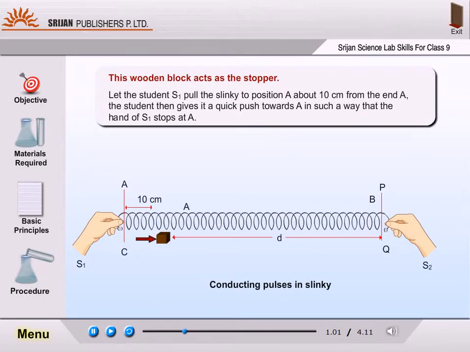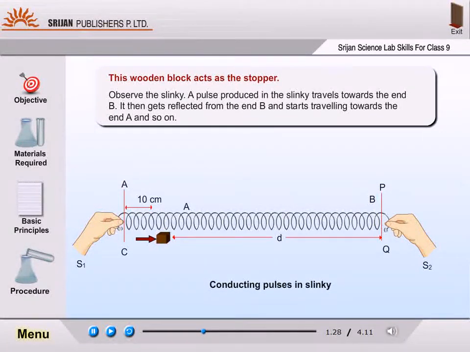Let the student S1 pull the slinky to position A about 10 cm from the end A. The student then gives it a quick push towards A in such a way that the hand of S1 stops at A. Observe the slinky.